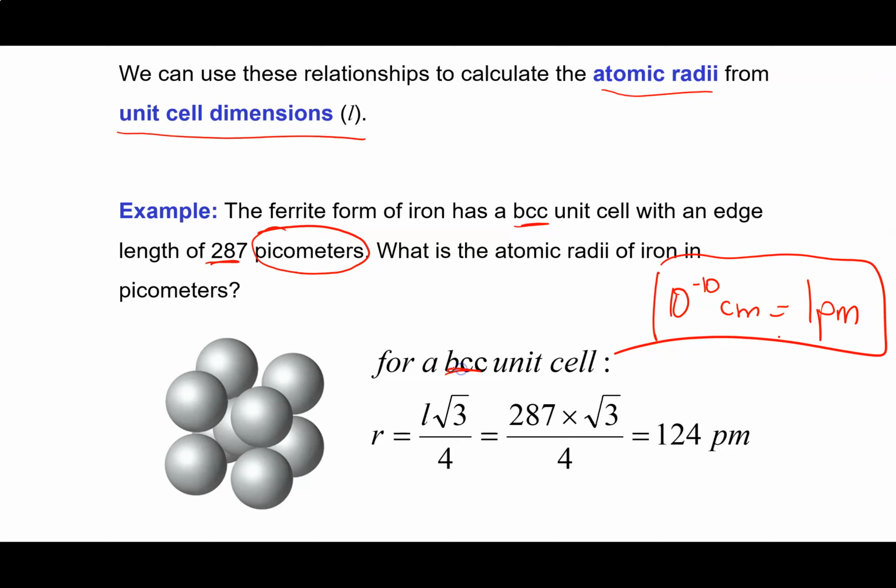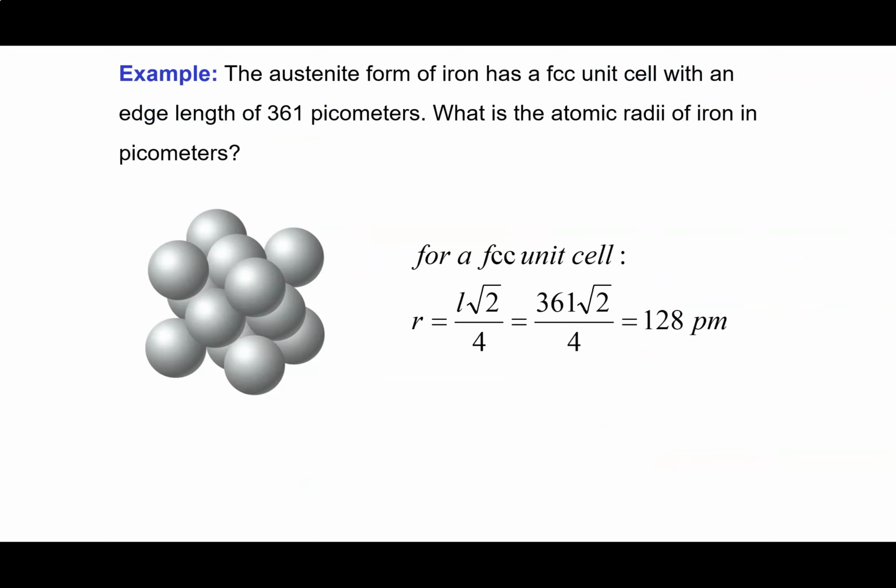So for a body-centered cubic unit cell, I'm just going to use that relationship from the table. The radius is equal to L root 3 on 4. So using the information that's given, I can solve for what the atomic radius is for this iron atom in this particular crystal. So L root 3 on 4 is just 287 times root 3 on 4, which is 124 picometers. All right, so that's kind of cool, right? Okay. Can we do anything else? Well, let's do it again just to see an interesting point.